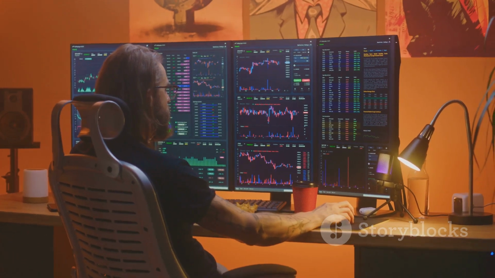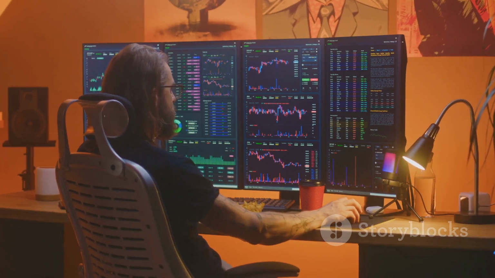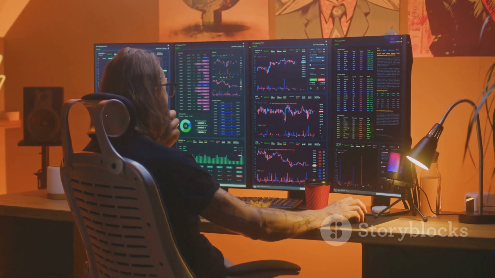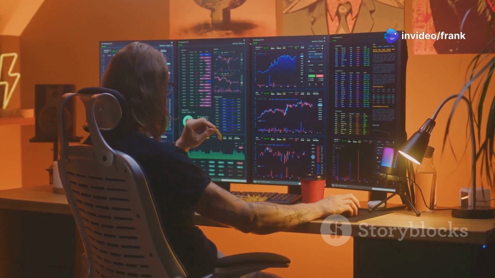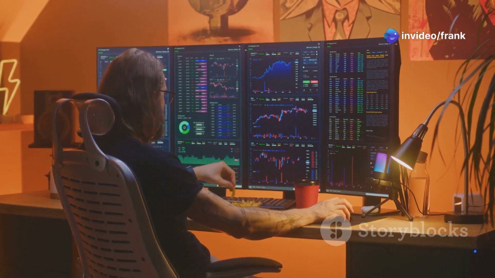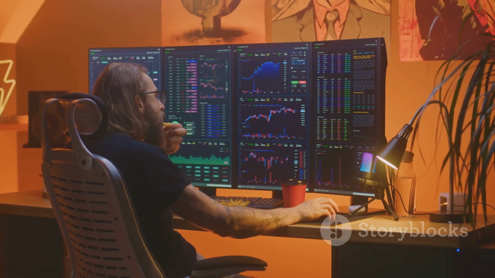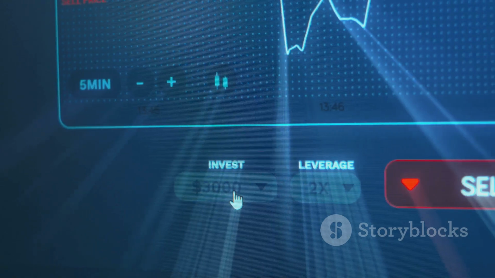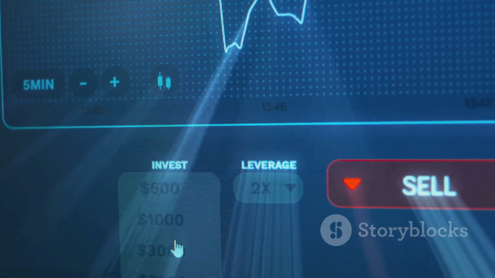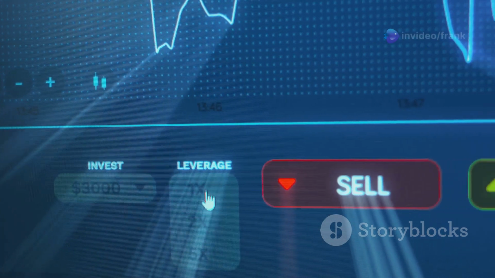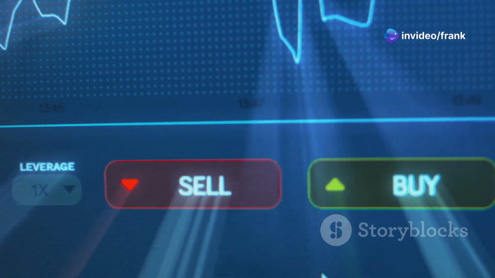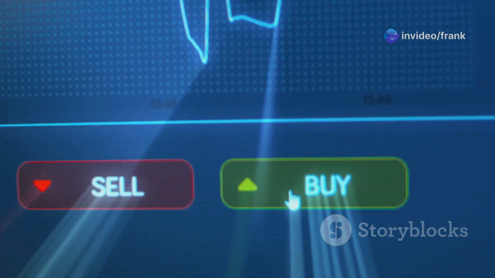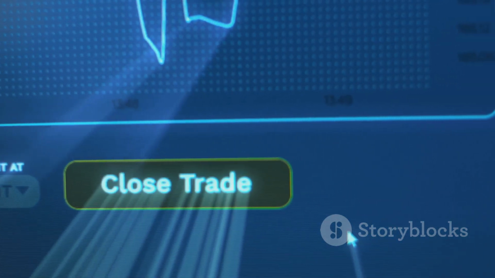Put options are the opposite of call options. While call options give you the right to buy an asset at a predetermined price, put options give you the right to sell an asset at a predetermined price. This can be a powerful tool in your trading arsenal, especially in a volatile market. They give you the right to sell the underlying asset at a specific price known as the strike price, before a certain date, known as the expiration date. This means you can lock in a selling price even if the market price drops significantly.